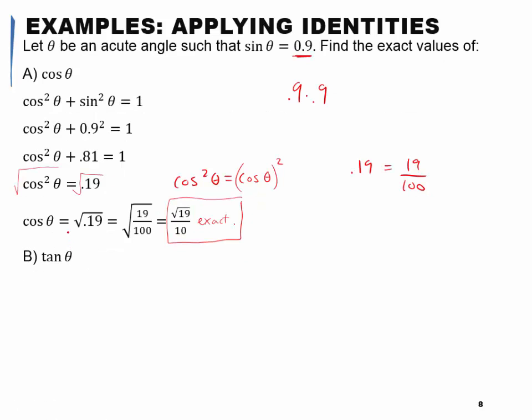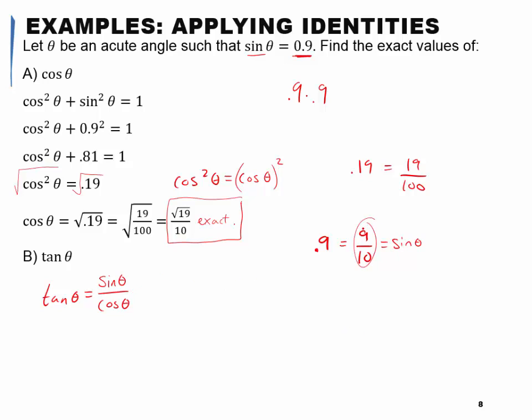What about tangent? How do we figure out tangent? Well, guess what, folks? We know what sine is and we know what cosine is. Tangent theta is equal to sine theta over cosine theta. Let's take sine theta and convert it into a fraction. We're going to take 0.9 and convert it into a fraction. How do we write that as a fraction? Okay, 9 over 10. Good job, everybody. That equals sine of theta.